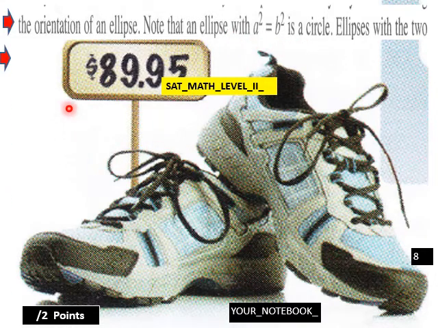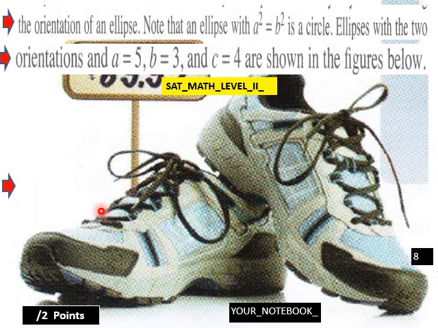Ellipses with the two orientations, and a equals 5, b equals 3, and c equals 4, are shown in these figures here. So here is the situation, x squared over 25 plus y squared over 9. So it has a horizontal major axis here. Then here are your foci. Then over here, your 25 is in the denominator of the y squared. So now your major axis is your vertical axis here.